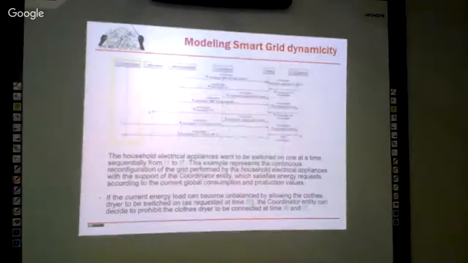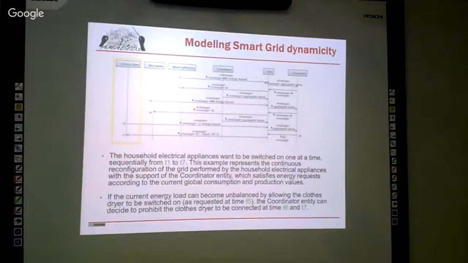Dynamicity. Here we have all the message exchanges. We want to switch on one at a time sequentially from T1 to T7, and in this way we have continuous reconfiguration of the grid, which is disciplining how the different things are done with some coordination to avoid that too many things get switched on all together, and this can cause a problem.